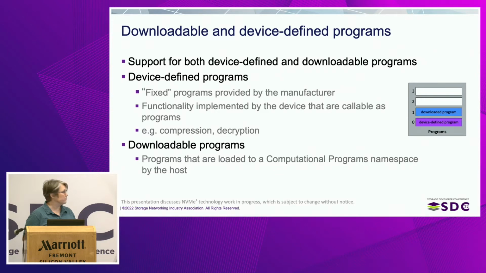Downloadable programs are, like I said, downloaded by the host. These could be things that are written by an application or a user that do things that are a little less predictable. So let's say you wanted to run a filter function on a columnar data format. What you want to do might be different than what the next person wants to do, so you want to download your own program to do that. And I'll talk a little bit more about formats for downloadable programs in a minute.